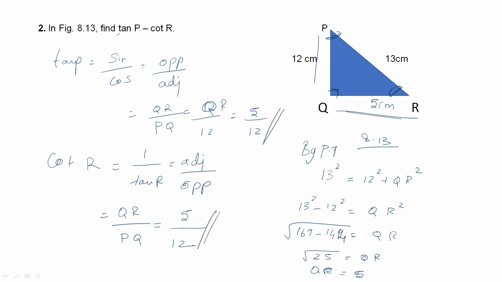What we have to find? Tan P minus cot R. So this is tan P, 1 minus 2 we have to find. Tan P minus cot R equal to 5 by 12 minus 5 by 12. That is nothing but 0. Okay. Done. So next, third question.